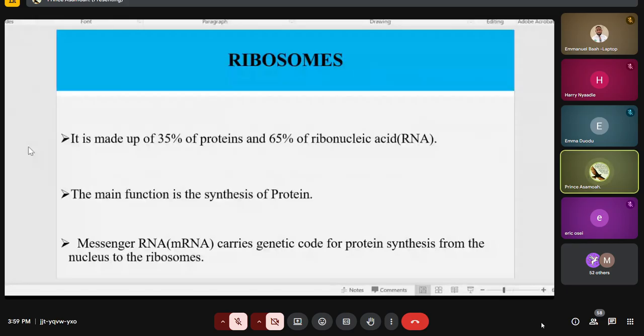Okay, so most of the enzymes, like the cytochrome P450 enzymes in the liver responsible for breakdown, all these things are protein molecules. Okay, so the ribosomes do justice to that.